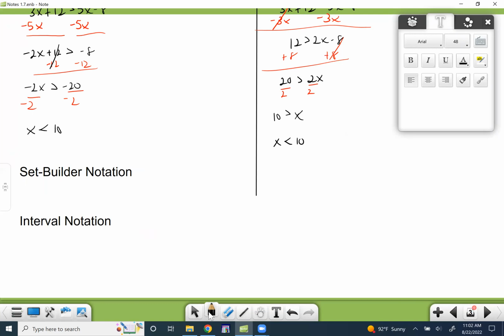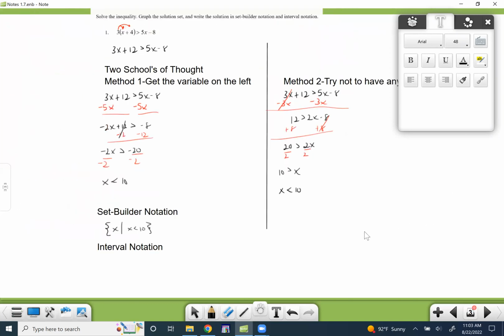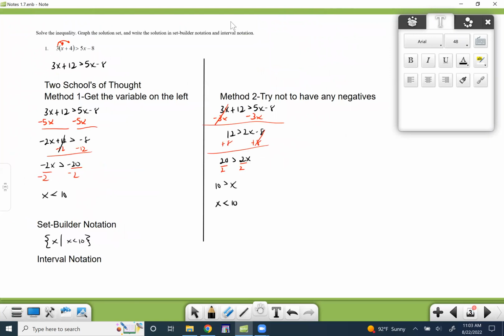All right, for set builder, it's pretty easy. You're just always going to write the squiggly brackets, and you're going to put x such that, and you're going to slide in your answer. So there's your solution set, all x such that x is less than 10. Okay, so you're telling people, hey, what numbers are going to work for this inequality up here?